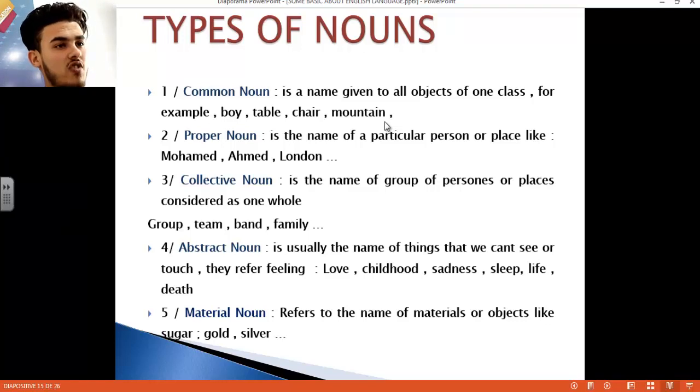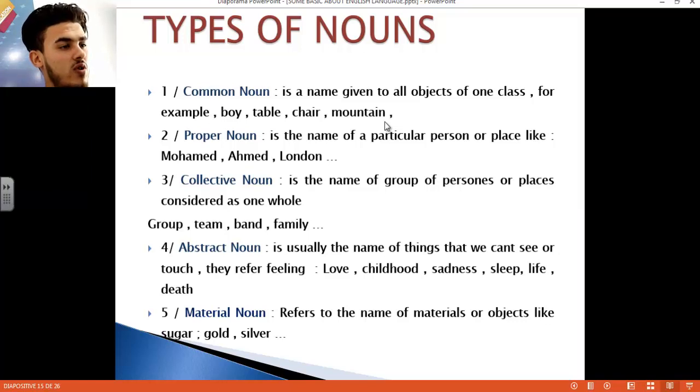A proper noun is the name of a particular person or a place, like Muhammad, Ahmed, London, Paris, and so on and so forth. A third element is collective noun. The collective noun is the name of a group of persons or places considered as one whole or one team. Like here we have group, team, band, or family, which are all the same group.